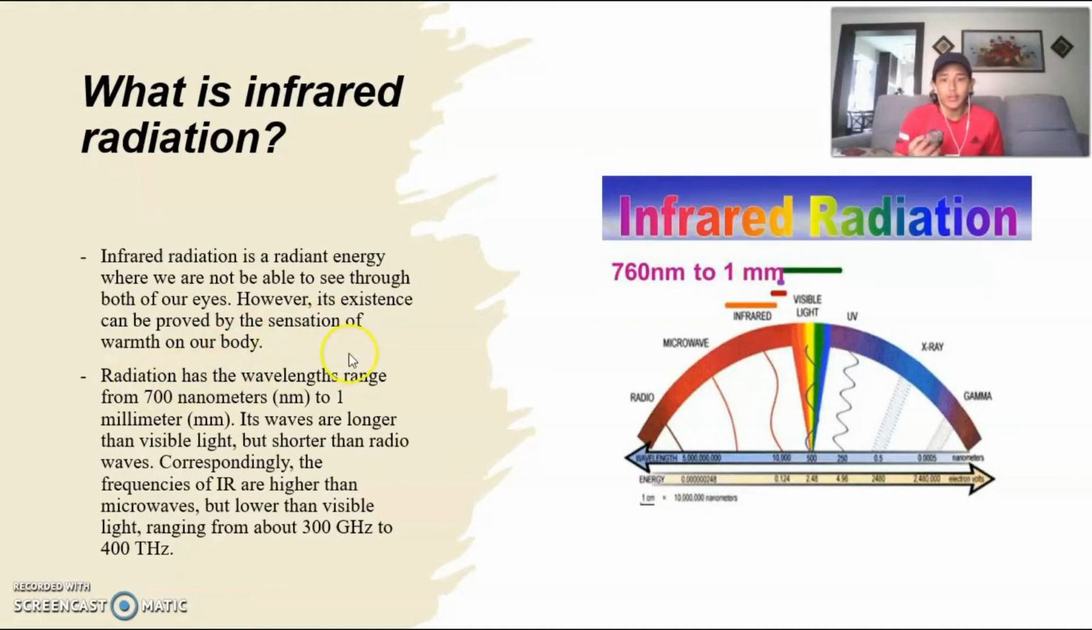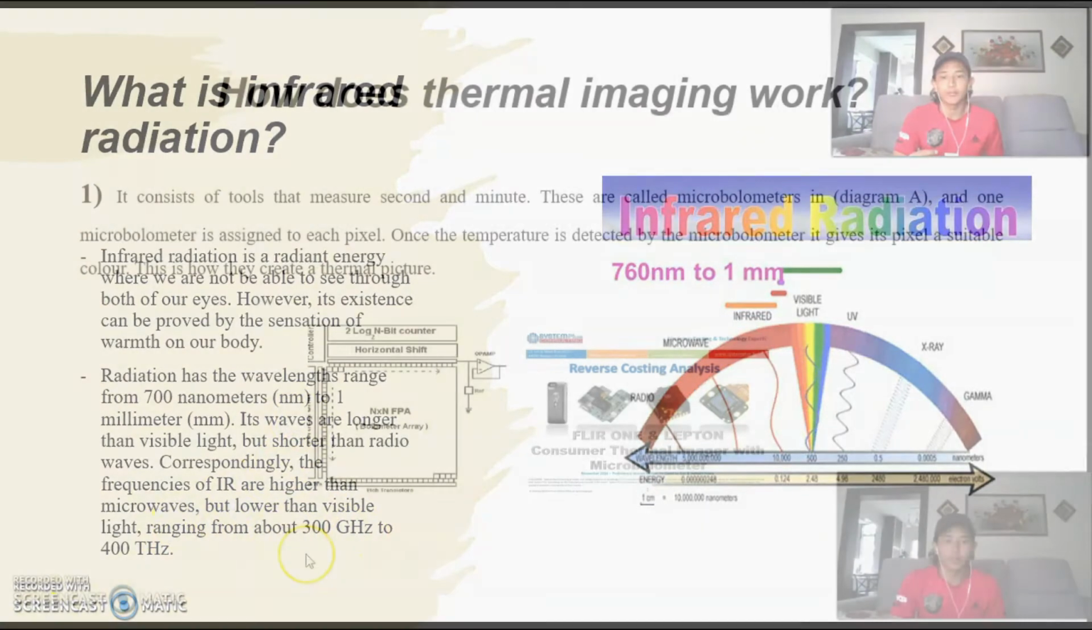Next, the radiation has a wavelength range from 700 nanometers to 1 millimeter. Its waves are longer than visible light but shorter than radio waves. Correspondingly, the frequency of infrared radiation is higher than microwave but lower than visible light. Its range is about 300 gigahertz to 400 terahertz.